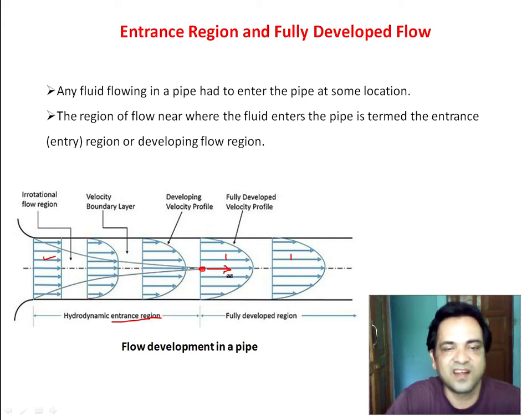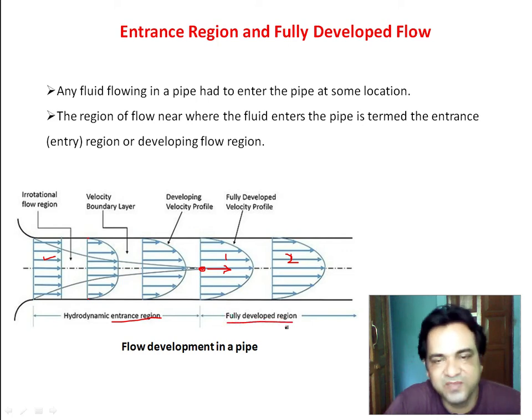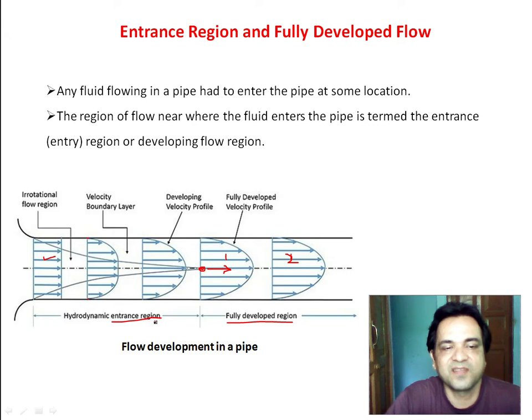But what happens after the entrance region? There is no change of the velocity profile till the exit of the pipe. Basically in case of a laminar flow, this fully developed profile is the parabolic profile. If one is a parabolic profile, this is 2, suppose profile 2 is also parabolic. The flow becomes fully developed because there is no change of the velocity profile after a certain distance from the entrance. The distance from the entrance up to where the velocity profile changes is known as the hydrodynamic entrance region, and after the hydrodynamic entrance region the velocity profile does not change, it remains the same. So it is the fully developed region.